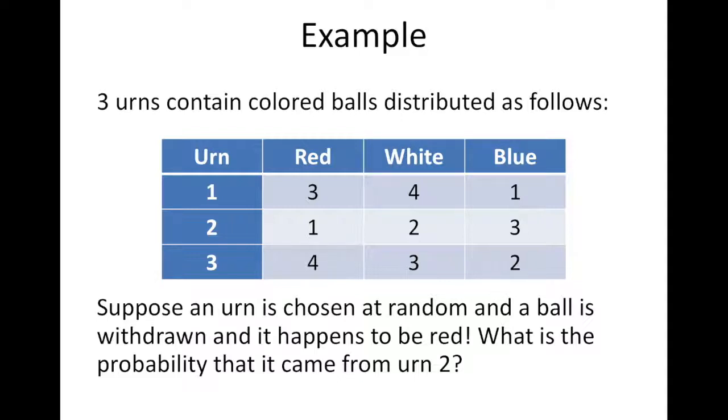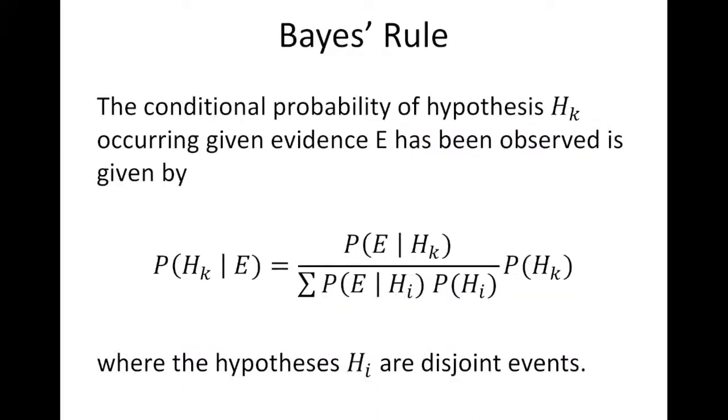Now, in the end, the very complicated formula we get out of this solution is known as Bayes' rule. Bayes' rule is stated as follows. The conditional probability of hypothesis H sub k, assuming that there are multiple hypotheses, occurring given evidence E has been observed is given by the following formula. On the left there, you have the probability of H sub k given E. That's the posterior probability, the updated probability of the hypothesis being true once the evidence has been observed.